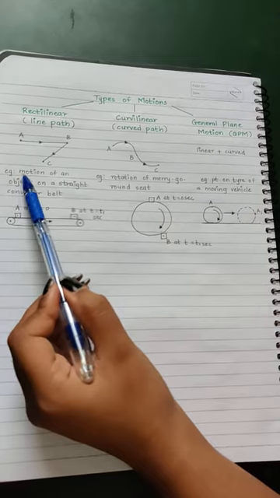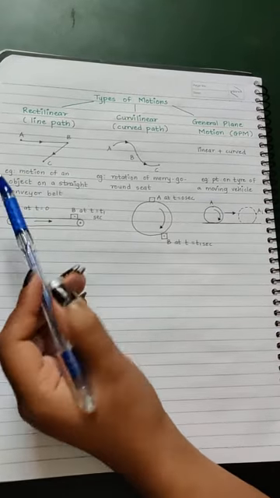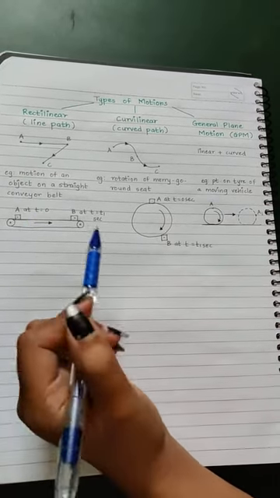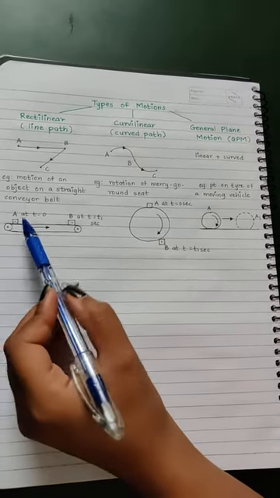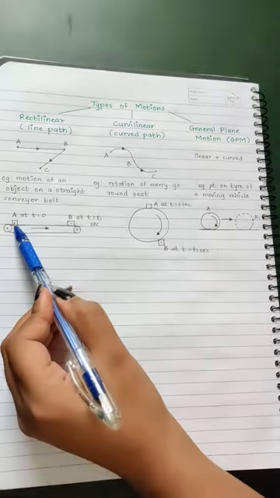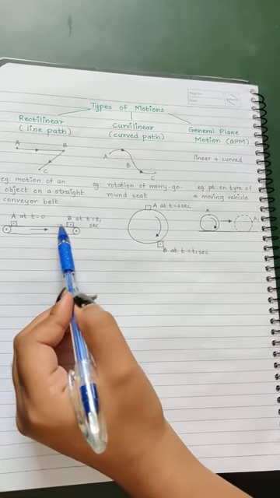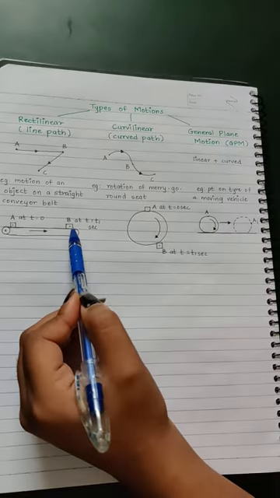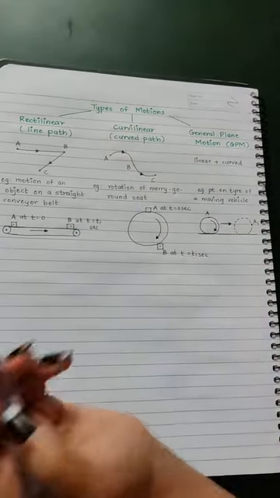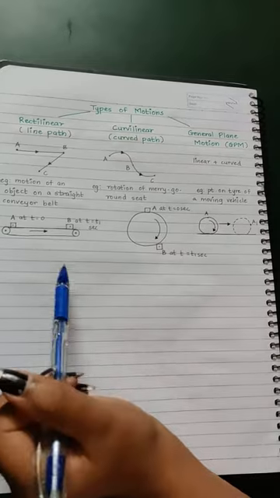Okay. An example can be given as motion of an object on a straight conveyor belt. Assume this is the conveyor belt, it is moving in a clockwise direction. So if I place an object here on the conveyor belt, it is going to move in a straight line path from point A to point B.